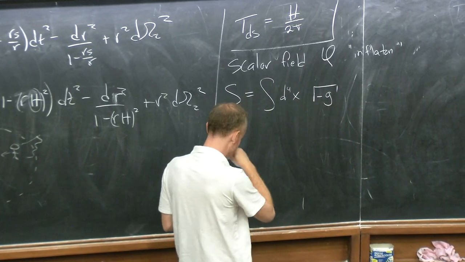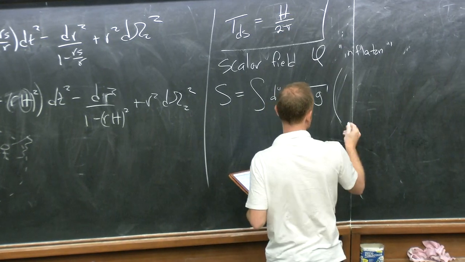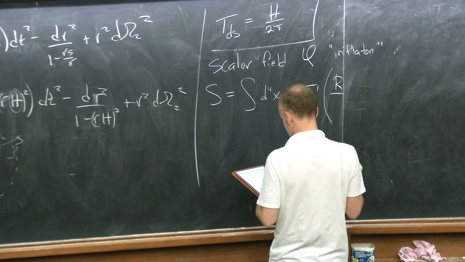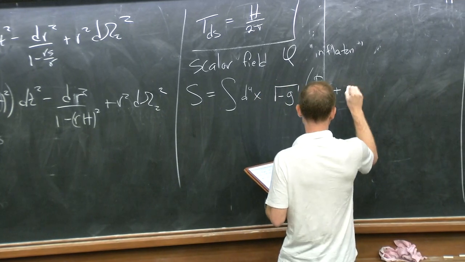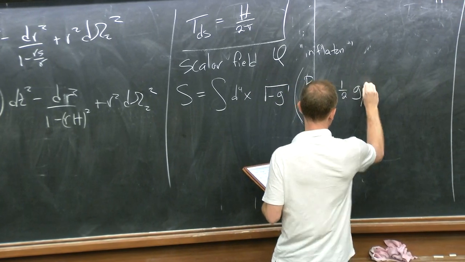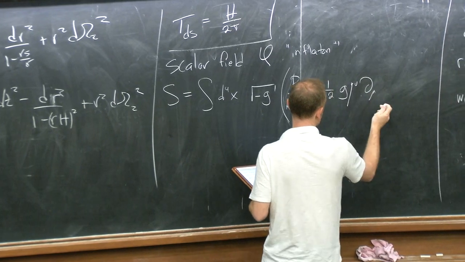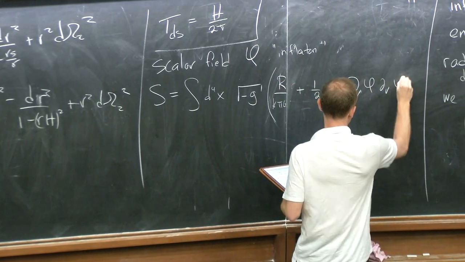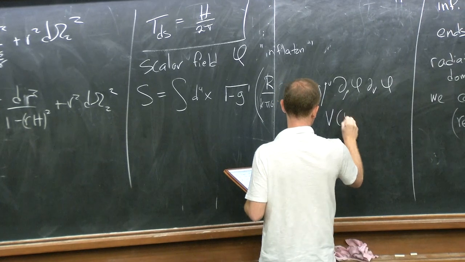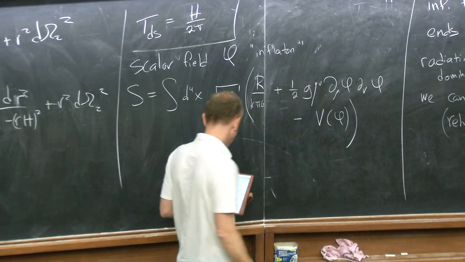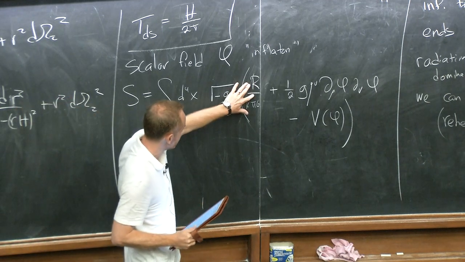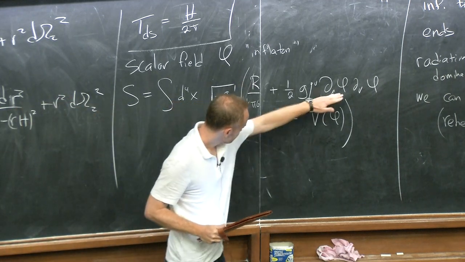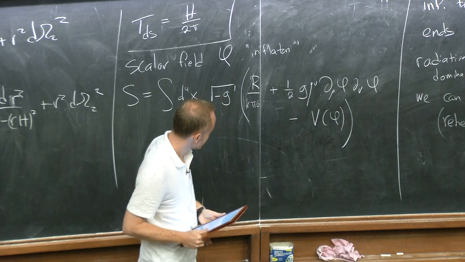If you're not familiar with this kind of manipulation, I'll try to talk you through it. But I just need it to define some equations of motion. Okay, so that's the action. This part is the Einstein-Hilbert action. This is what gives you GR. This part is the action for the scalar field.